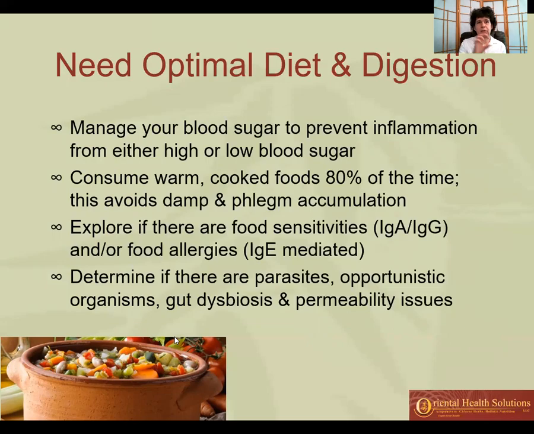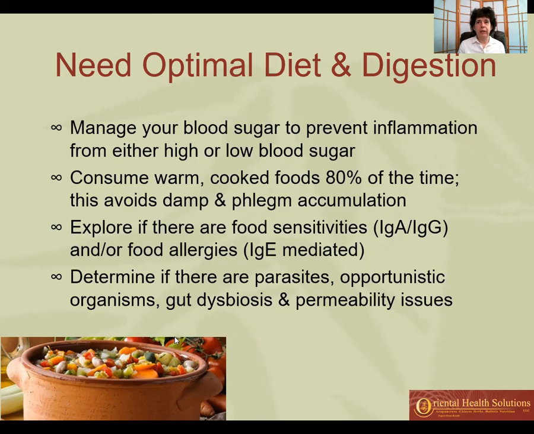Both insulin resistance and reactive hypoglycemia are very inflammatory and may set the terrain and the environment in which allergies can happen. So in order to fix the hypoglycemia, we want to make sure that you don't have blood sugar problems, and that your diet is such that you don't have that. Then we want to consume lots of warm and cooked foods about 80% of the time, though that may vary depending on your particular presentation.